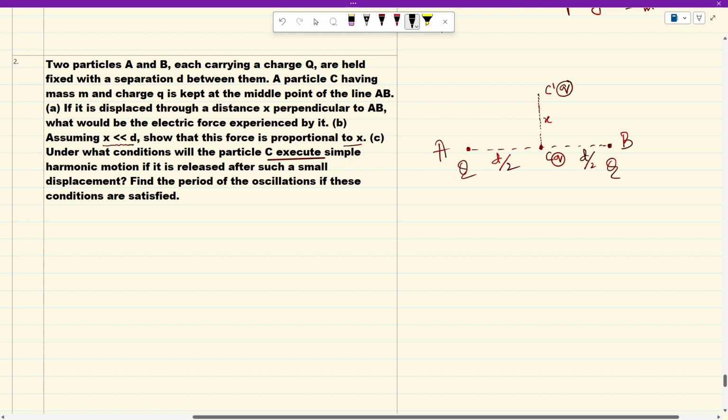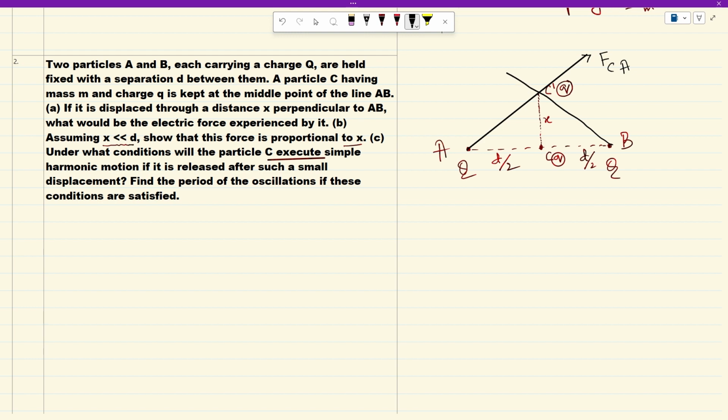Forces are going to act in this manner. Charge at C will experience a repelling force this way. This force I am writing as F_CA. Charge C, carrying charge Q, experiences this force, taken for position C'. And another one from B to C.